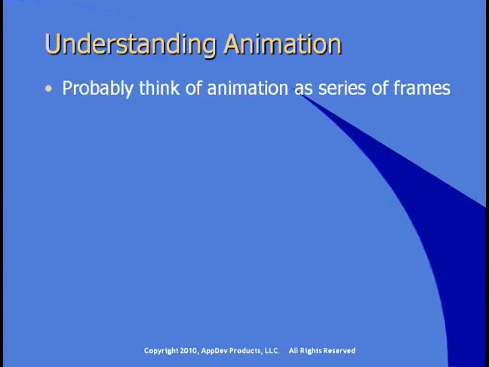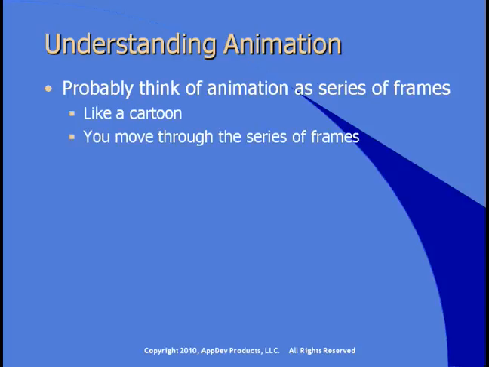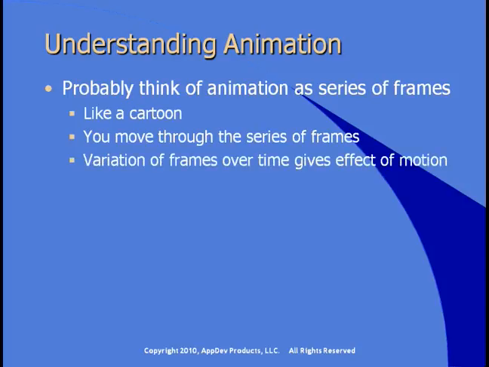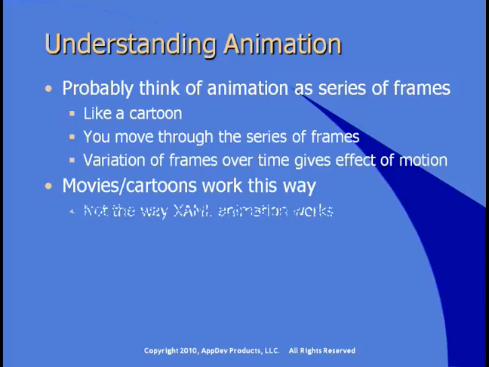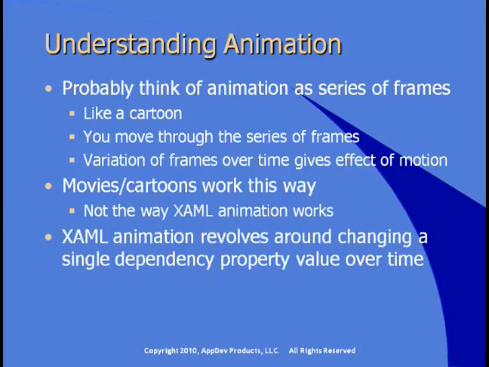You probably think of animation as a series of frames, kind of like a cartoon. You move through that series of frames, and the variation of those frames over time gives the effect of motion. Movies and cartoons in real life work that way, but that's not the way XAML animation works. You're not creating a series of frames and just animating through them. Instead, XAML animation revolves around changing a single dependency property over time.